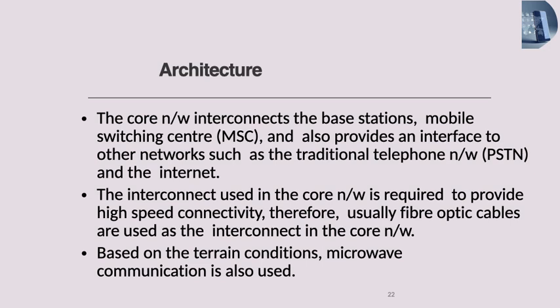In difficult terrain conditions, microwave communication can also be used. The interconnection in the core network must allow both voice and control information to be exchanged between the switching system and the base station. The MSC, that is the mobile switching center, is connected to the landline telephone network to allow mobile telephones to be connected to standard landline telephones.